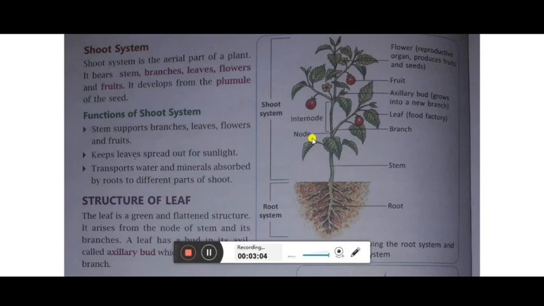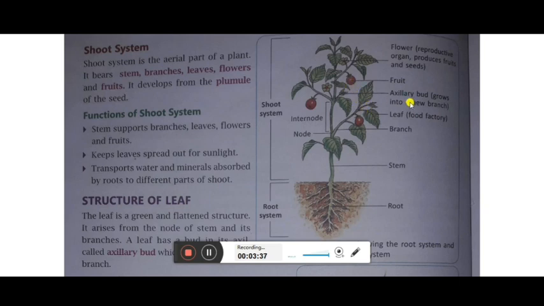Now when you see this diagram in your book, you will see that this portion is the root system, which is underground, and this portion is the shoot system. Now these leaves are the flattened part, and the leaf has a bud at its axil called the axillary bud. Axillary bud means the bud which is at the top. Here you can see it small, and I will also show the demonstration later in the video.